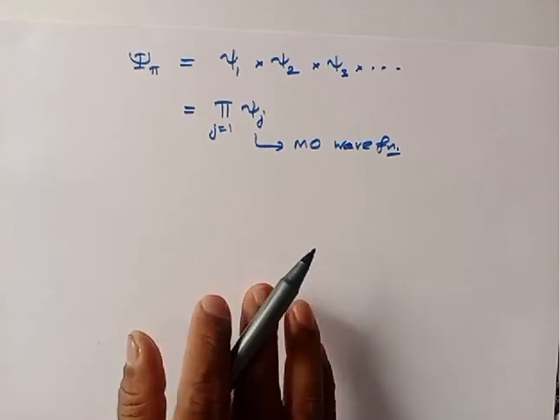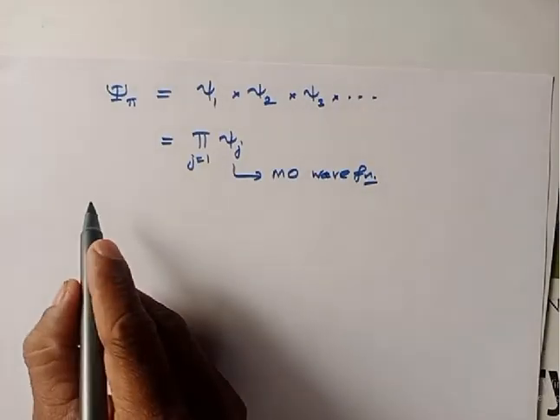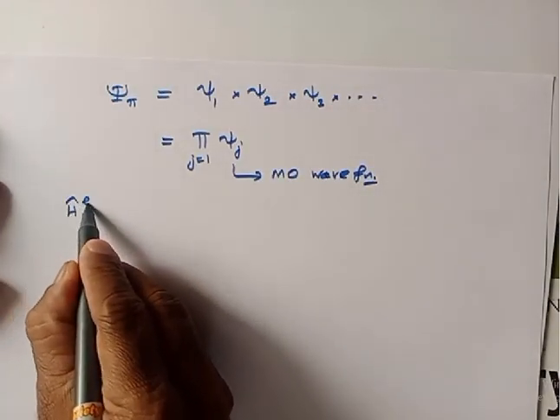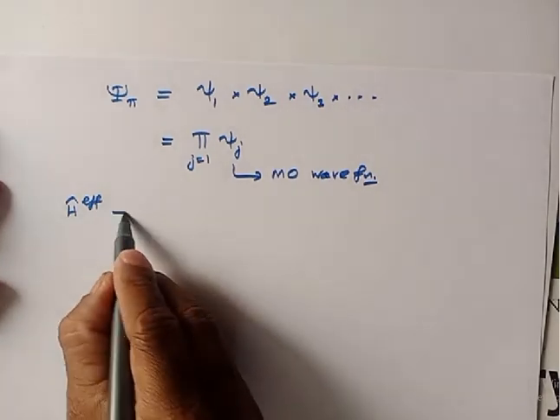Now, the effective Hamiltonian for one electron. This one electron effective Hamiltonian.